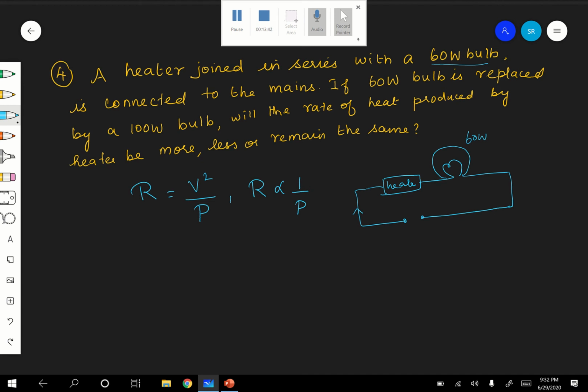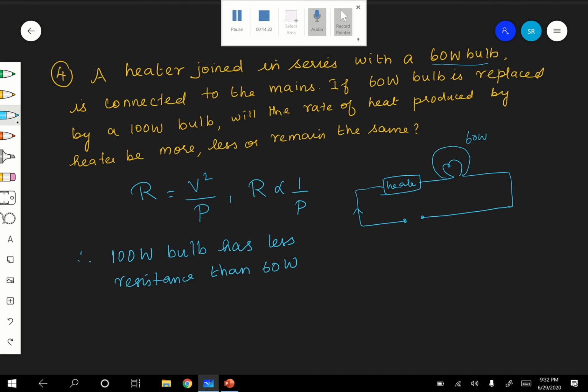Therefore, out of 60 watt and 100 watt, 100 watt is having more power. Therefore, the resistance of the 100 watt bulb is less than the 60 watt. Very good. Now the question is, when the 60 watt is replaced by 100 watt, the resistance of the full circuit will decrease.